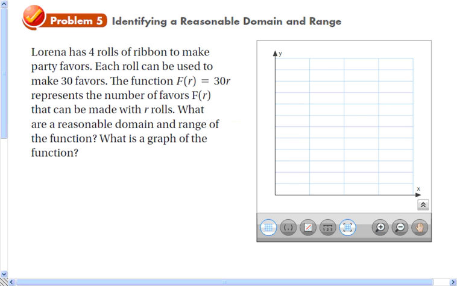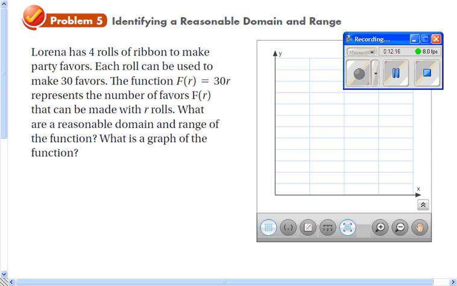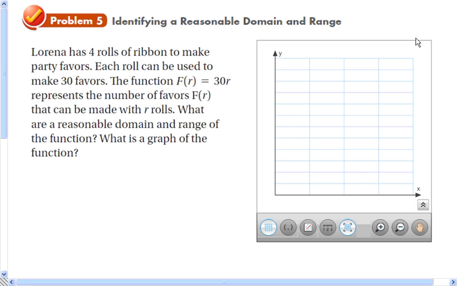All right, identifying a reasonable domain and range. We're going to use the problem to help us figure that out. And our domain represents our input, or our x values, independent variable. In this case, it's r. And it says that she has 4 rows to work with, so she can use anywhere from 0 to 4 rows.